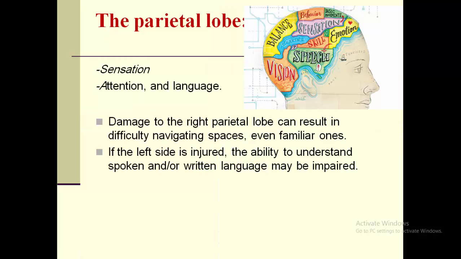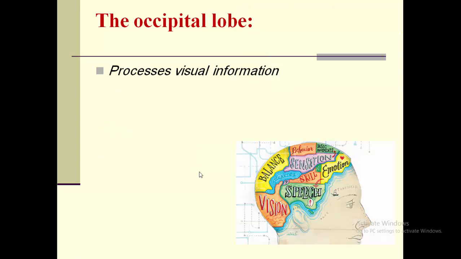Second, the parietal lobe, as is seen here, mainly responsible for sensation and then attention and language. Damage to the parietal lobe on the right side can result in difficulty going through places that you are quite familiar with, climbing the stairs of your own building, entering your own room. This can present a problem if you have a disease in the right parietal lobe. On the left side, if it is injured, then there is definitely an inability to understand spoken and sometimes written language. This is as far as the parietal lobe is basically concerned.